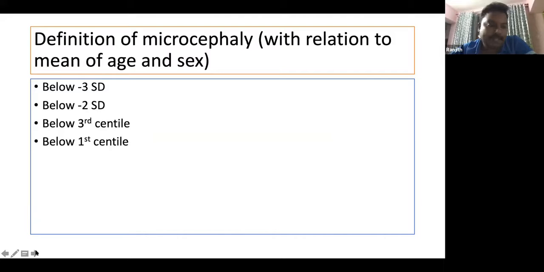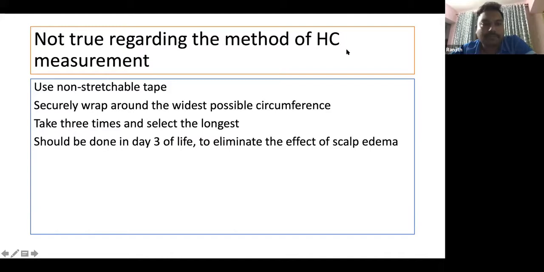Not true regarding the method of head circumference monitoring. The non-stretchable tape is true. Secure it around the widest possible, take it and select the longest. That's true. Should be done on day 3 of life to eliminate the effect of scalp edema. By recommendation, it should be done on day 1 itself. So answer is option 4.